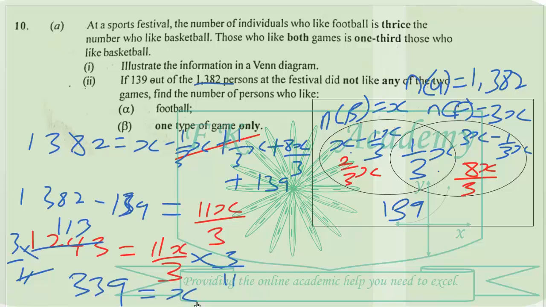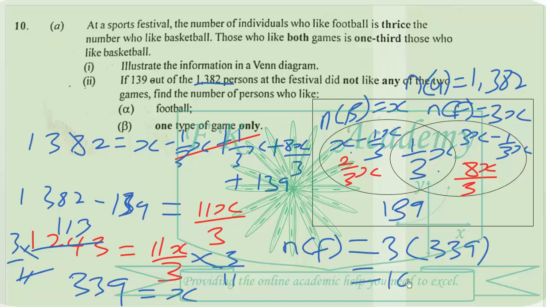And we're asked to calculate those who like football. So the number who like football is equal to 3 times x, 3 times 339. And that will give us 1,017 people.